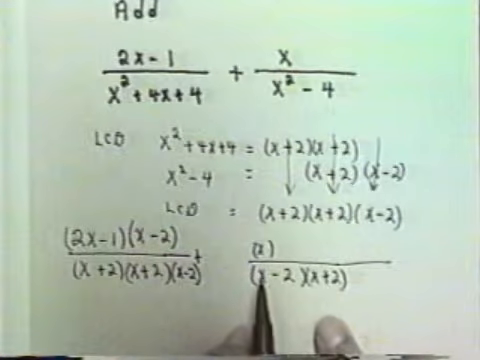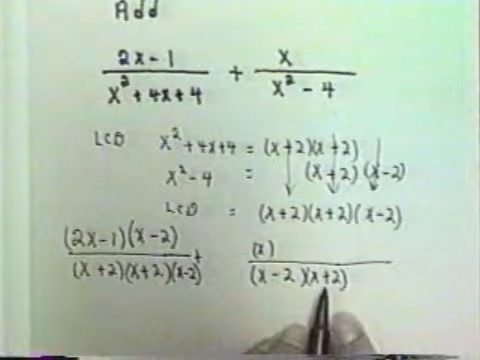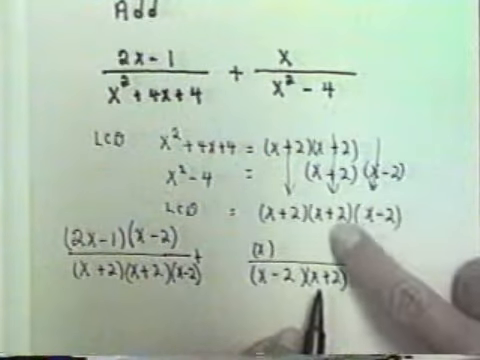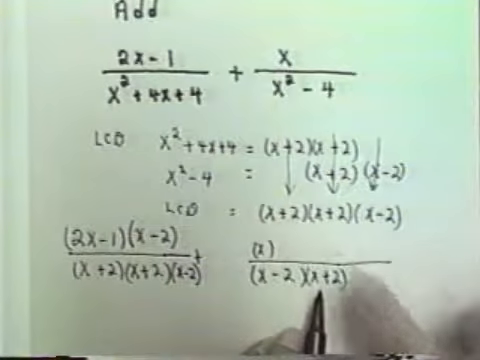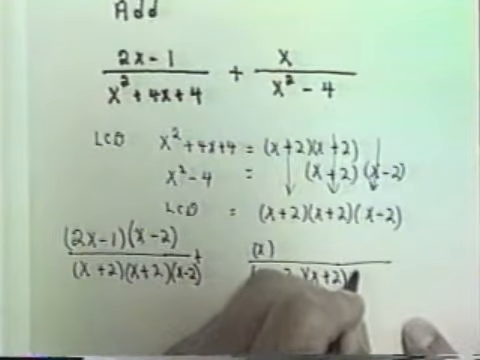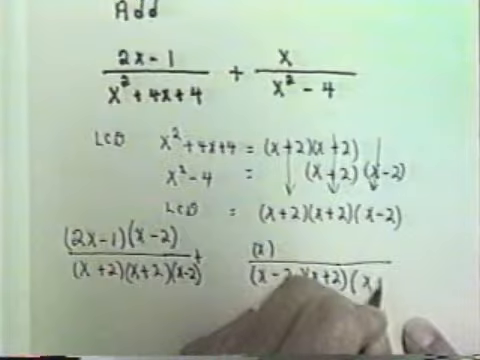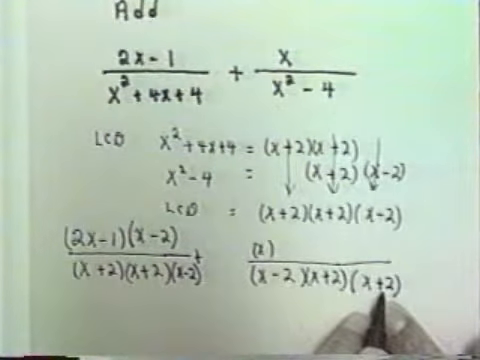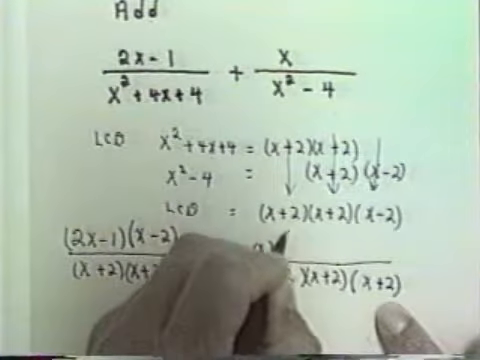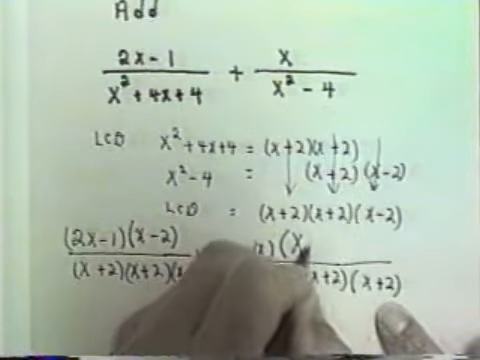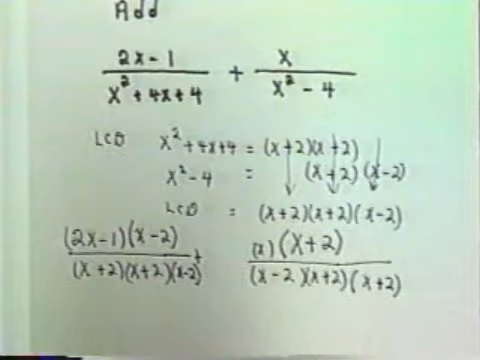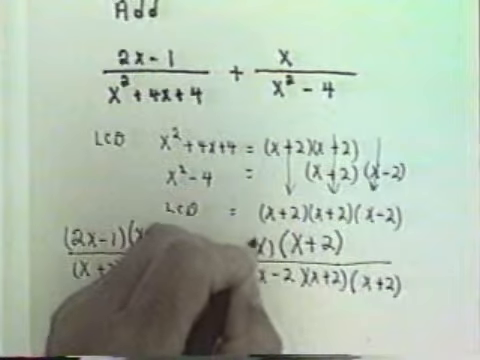Now for the second one, I have an x minus 2 and an x plus 2, but I'm missing this x plus 2. So I multiply the denominator by x plus 2. If I multiply the denominator by x plus 2, then to keep everything equal, I must multiply the numerator by x plus 2. So I multiply the numerator and the denominator by x plus 2.